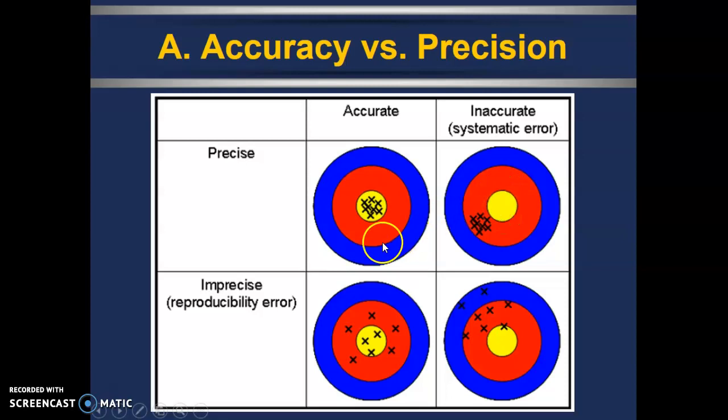Okay, it is possible to be accurate, so most of your answers are very close to the answer, while being imprecise. So they're spaced apart. They're not very close together, so you're not very repeatable there. And then, of course, you can be both imprecise and inaccurate. Your answers are not clustered very close together, so you're not repeatable, but also none of your answers are very close to accurate. Okay, so this is a good visual representation that's good to add to your notebook so you can refer back to it later.